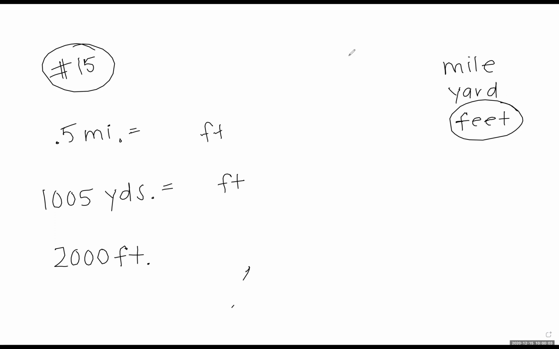So let's first look at our yards. So let's think of 1 yard. How many feet is in 1 yard? We just did this on number, I can't remember which one it was. Number 7. 1 yard is 3 feet. So if I know that, how many feet will be in 1,005 yards? So we will do 1,005 times that 3. 5 times 3 is 15. 0 times 3 is 0, plus 1 is 1. 0 times 3 is 0. 1 times 3 is 3. So 1,005 yards is 3,015 feet.